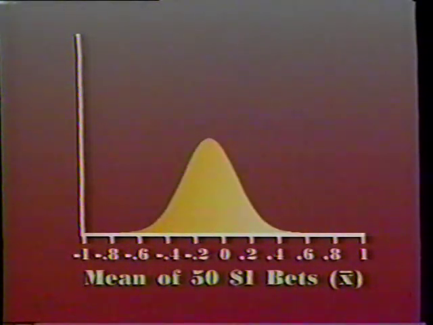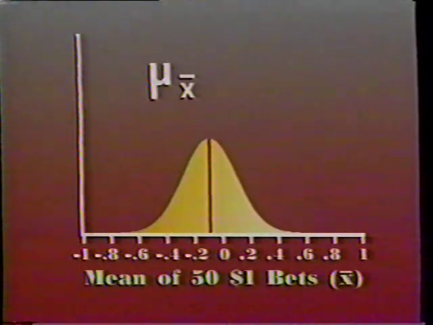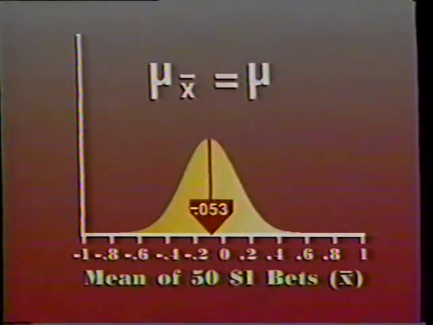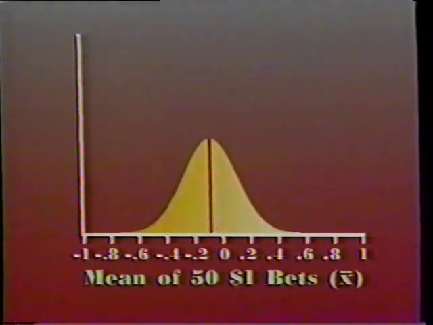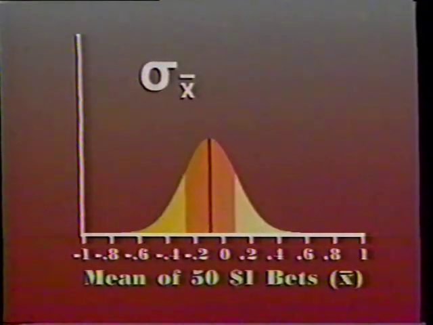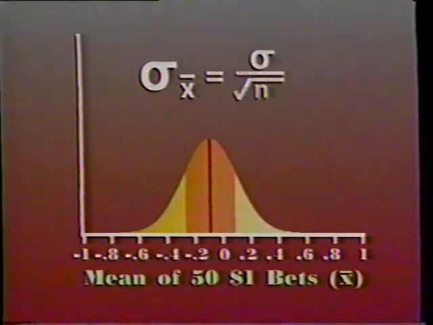Here's our distribution of the mean of 50 $1 roulette bets again. The mean of this distribution is the same as the mean of the population of individual bets, negative 0.053. The standard deviation of X bar, designated this way, is the standard deviation of the population divided by the square root of the number of observations, n. X bar is always less variable than individual observations. The variability of X bar gets smaller as we take more observations.